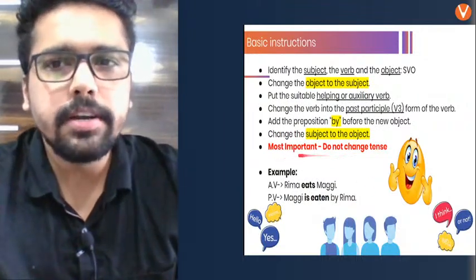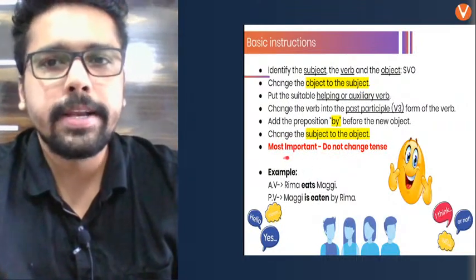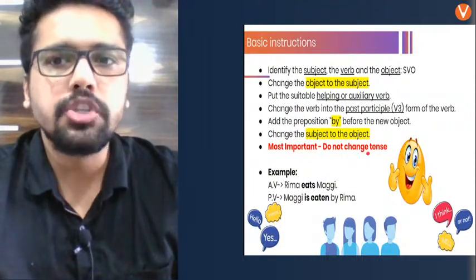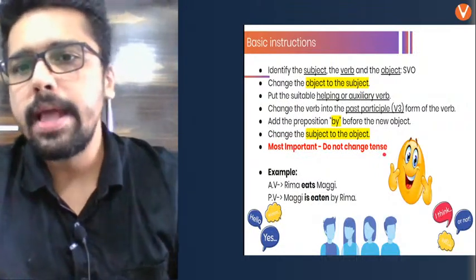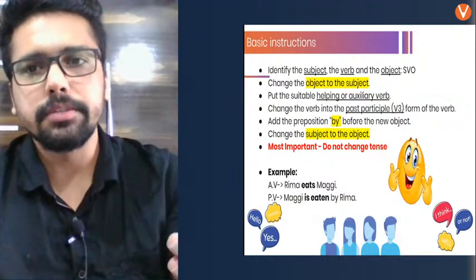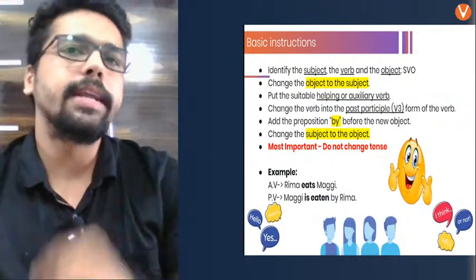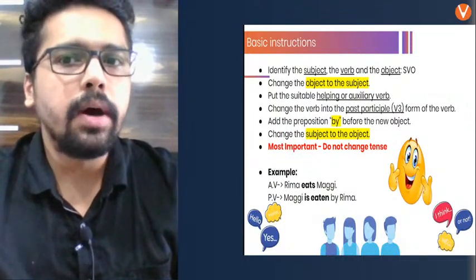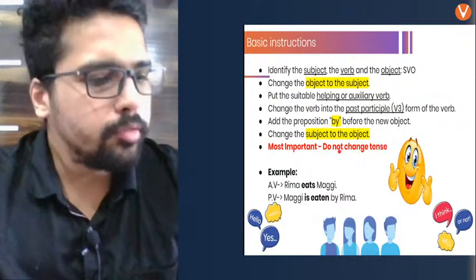Now look at this. What is written in red here? Because it is written in red, this is supposed to be very important. Most important rule is do not change the tense. That's the most important rule of changing the voice. You can call it the golden rule. Whenever you're changing the voice, active voice to passive voice, or passive to active, vice versa, the most important point is you do not have to change the tense of a sentence. If you change the tense, even if you retain the meaning, your answer is wrong. So that's the most important rule. We don't have to change the tense.